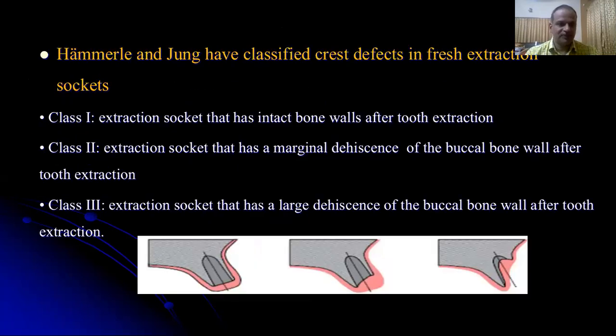Hämmerle and Jung have classified crest defects in the fresh extraction sockets into three types, that is class 1, class 2, and class 3. Class 1 is an extraction socket that has intact bone walls after tooth extraction. Class 2 is an extraction socket that has marginal dehiscence of the buccal wall after tooth extraction, and class 3 is an extraction socket that has a large buccal bone wall defect after tooth extraction.